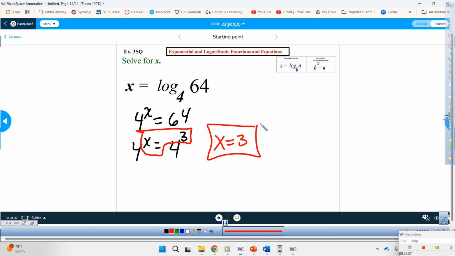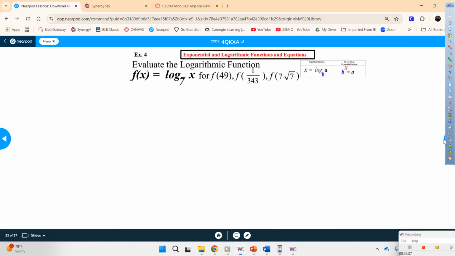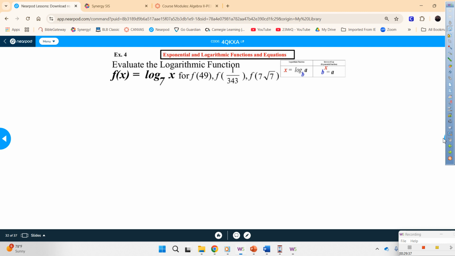So that's part 2 of the homework. First part was to rewrite it from exponential to log, and from log to exponential. Second part was to solve. Let's go to the last part of the homework. Copy this one. Example number 4. Evaluate the logarithmic function f of x equals log base 7 of x for 3 different evaluations: 49, 1 over 343, and 7 square root of 7.